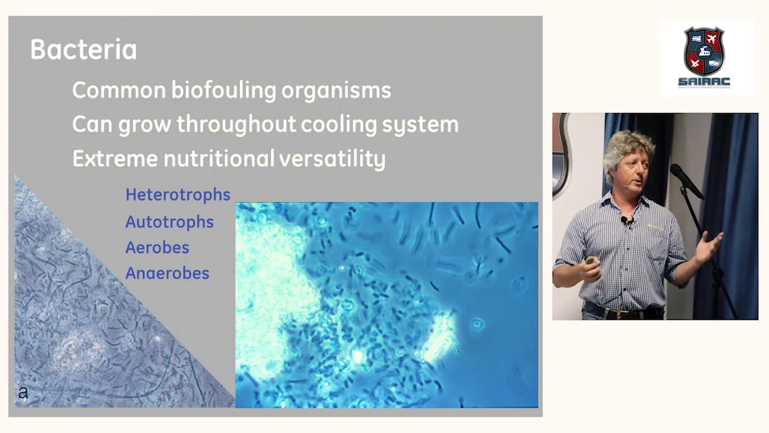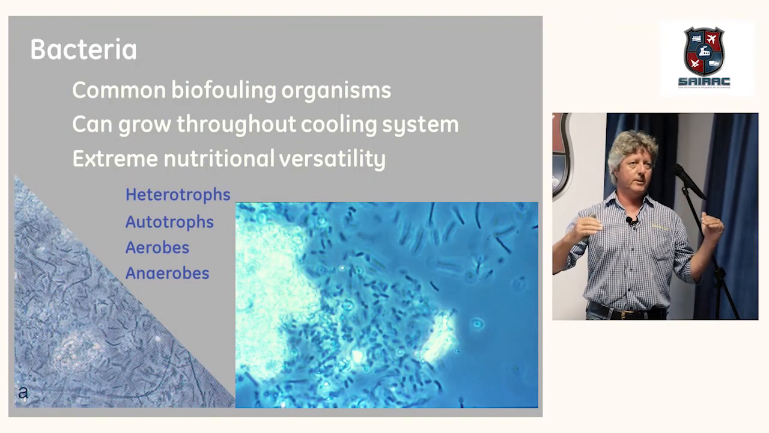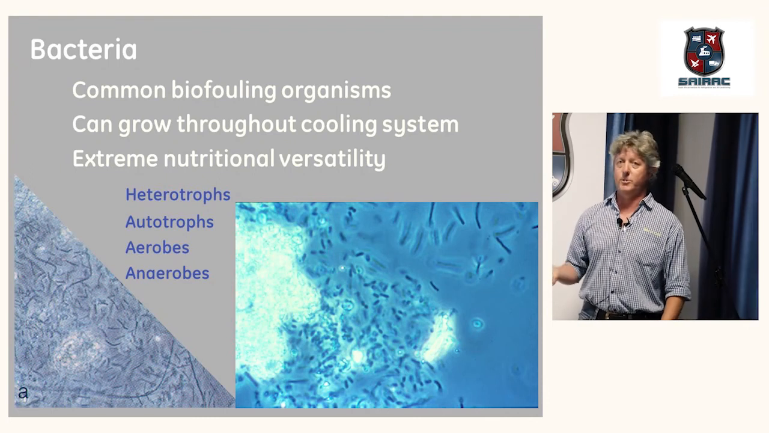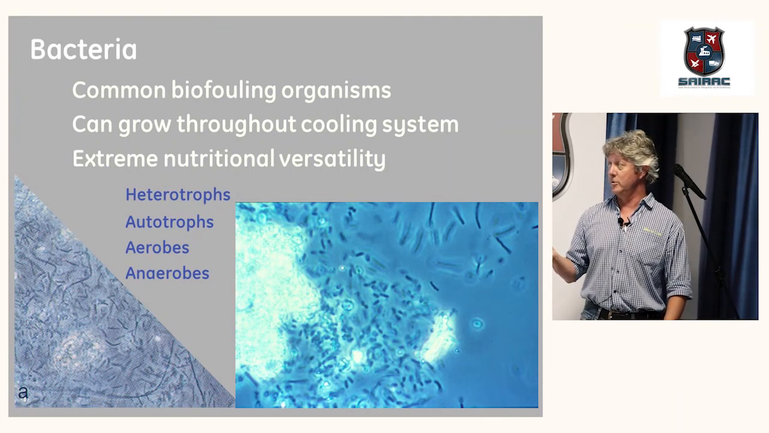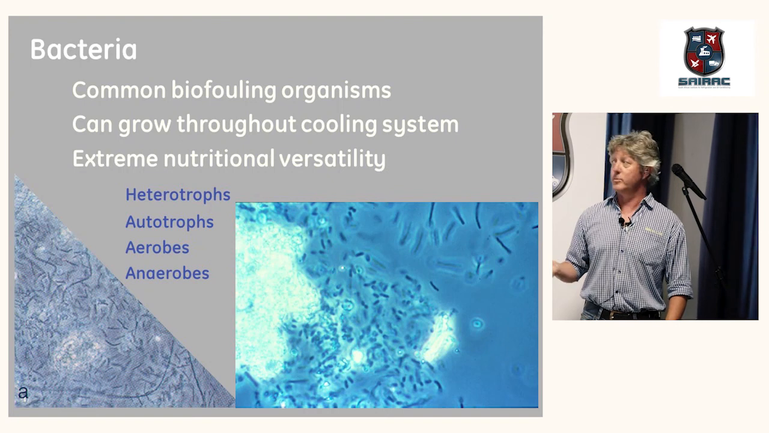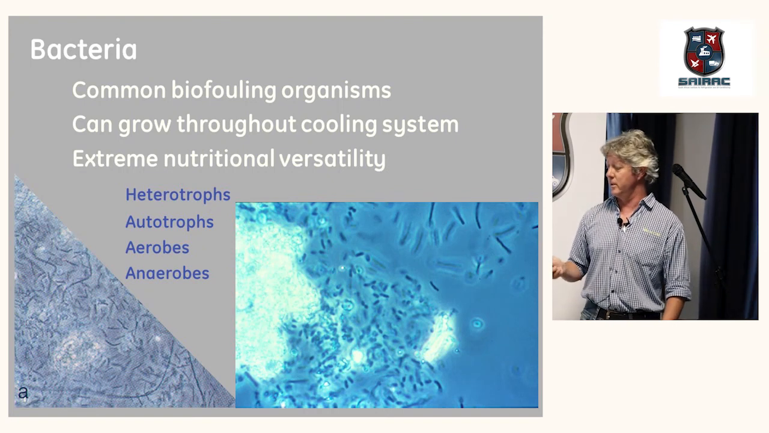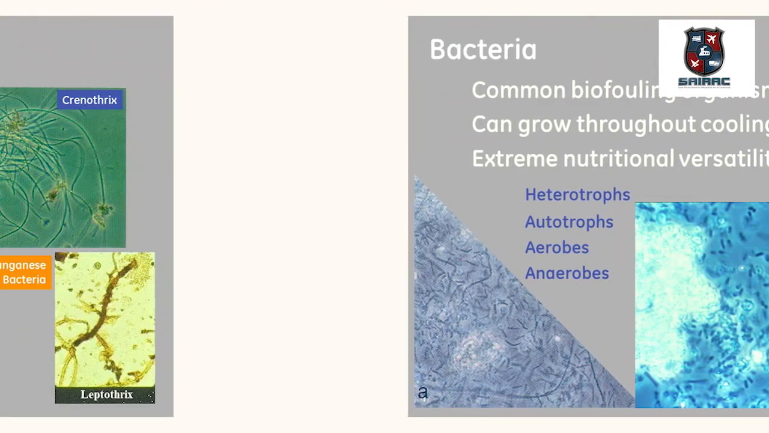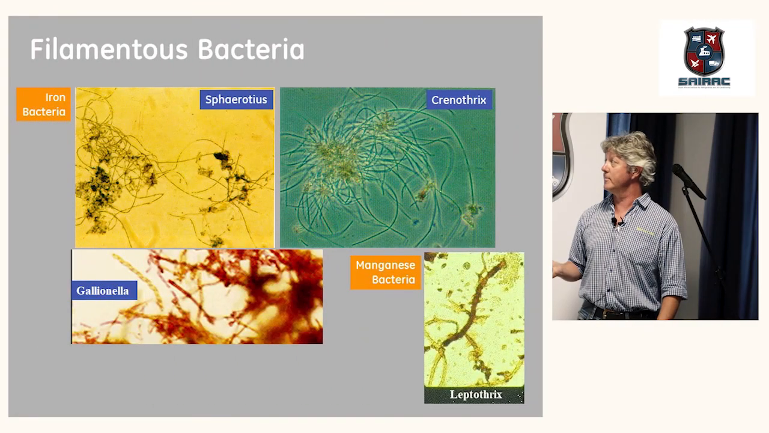Anaerobes are the ones that are normally closer to your metal surface underneath the slime layer that I've shown to you just now. And those are the ones that you really want to keep out of your system, because as soon as you get into anaerobic conditions in your system, then you have problems. Your pH will be a problem. It'll be very difficult to maintain cleanliness. Okay, filamentous bacteria. Just some photos of that.